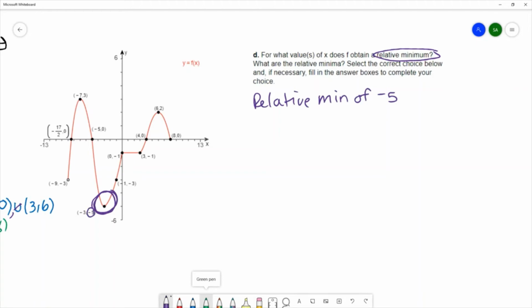And that is actually for what is the minimum, and it's at x equals -3. That's the location of the minimum. So if I look at this part in more detail, let me make sure I'm giving you the right number for each part. For the first part, it says, what values of x does f obtain the relative minimum? The value of x is -3. What are these relative minimum? That's -5.